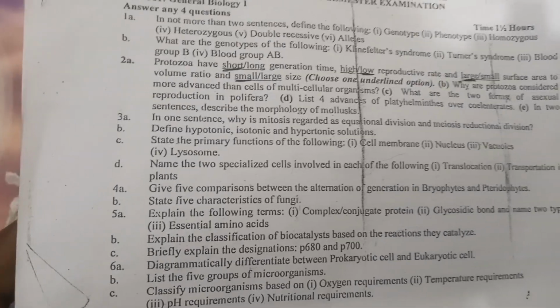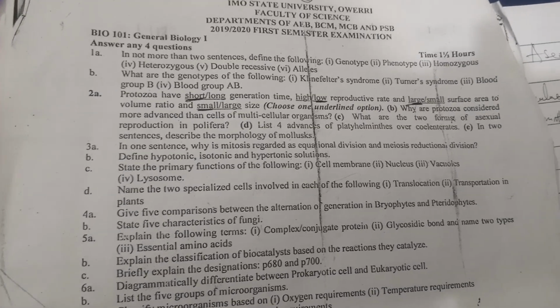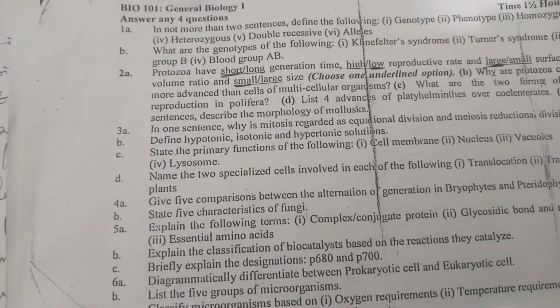Now question 2C says, what are the 2 forms of asexual reproduction in Porifera? Here I say that we have fragmentation and budding. Those are the 2 forms of asexual reproduction in Porifera.